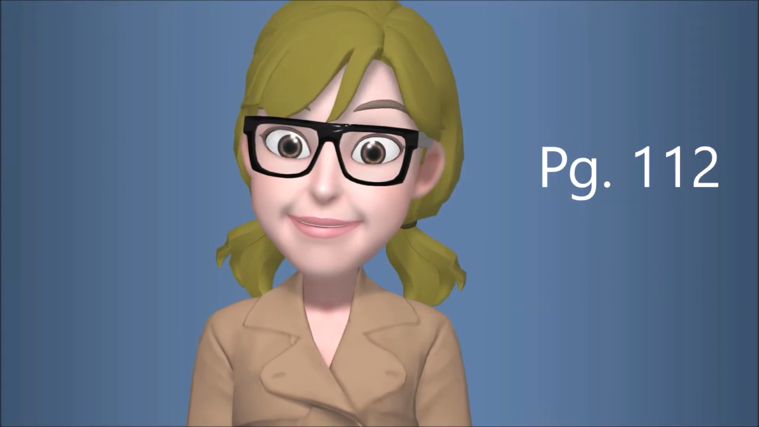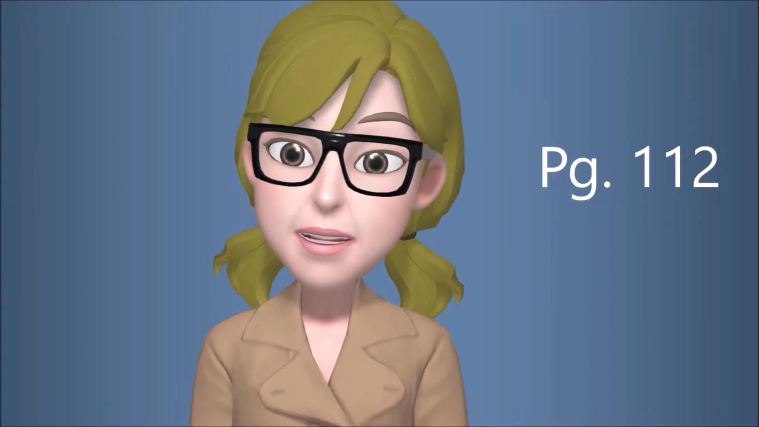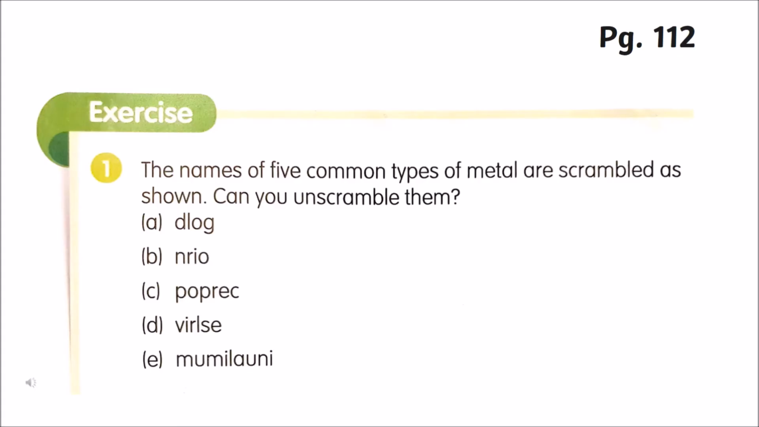Exercise 1. Let's do the activities on page 112. Exercise 1. The names of 5 common types of metal are scrambled up as shown. Can you unscramble them?